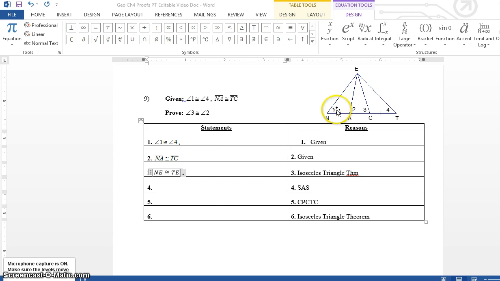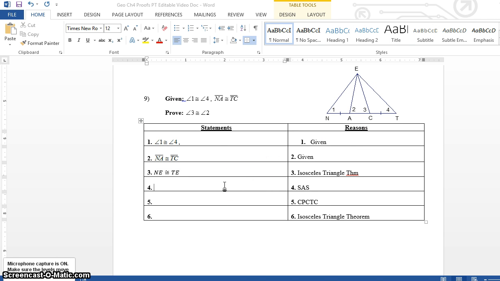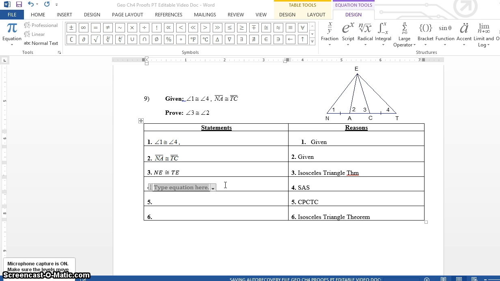So we have NE is congruent to TE. We just said that their base angles are the same, so the sides opposite them are congruent. Sweet. So we now have this side, this angle, and this side congruent to this side, this angle, and this side. Oh snap. That just means we can use SSS to prove that our triangles are congruent. So we can say triangle NAE is congruent to triangle TCE. This is awesome.